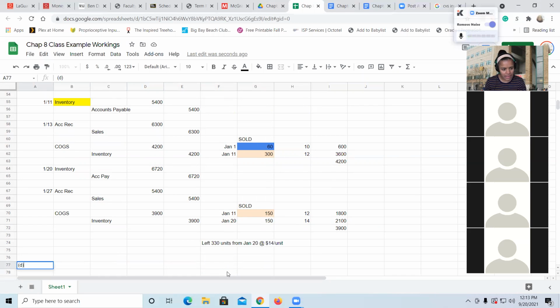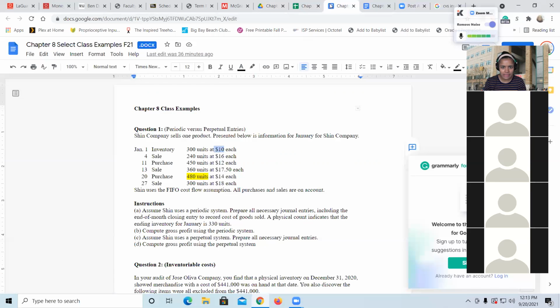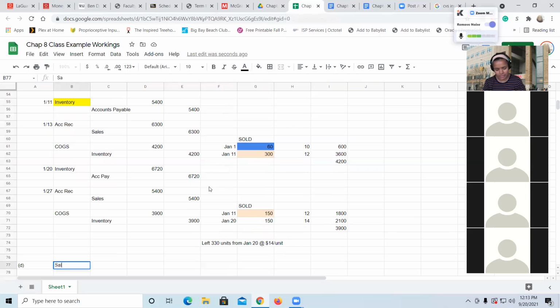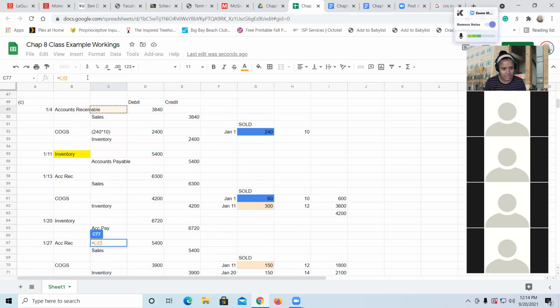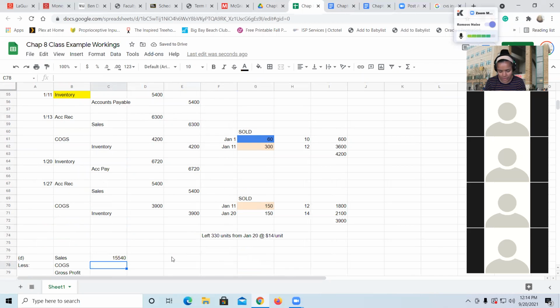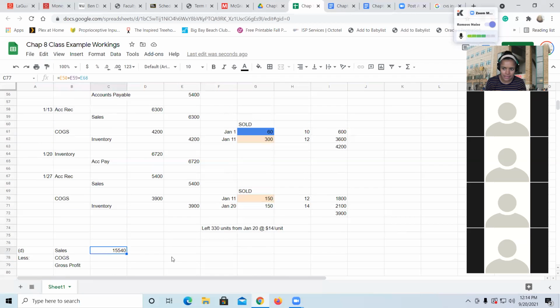And so the D part is asking us again, please calculate gross profit now under the perpetual method. So you guys already told me gross profit is sales less cost of goods sold. In this case, we can almost guess that the sales will be the same, right? Because the journal entries were the same, but I'll still go through and add up all the sales numbers. So 3,840 plus 6,300 plus 5,400 is 15,540. That's the same as under periodic.